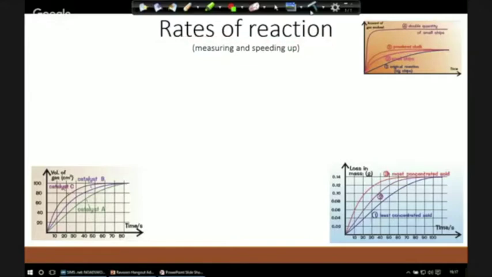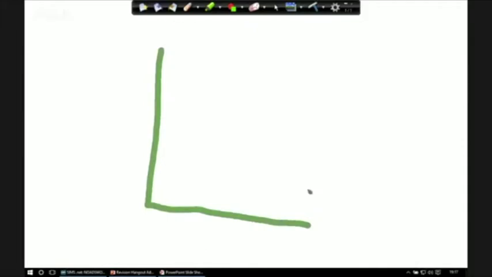Well, essentially, if we're looking at rate of reaction, a rate of reaction is simply the speed of our reaction, the speed that a chemical process takes place. So that might be something like iron rusting. It goes very, very slowly. It could be something like magnesium burning in air, which goes incredibly quickly.